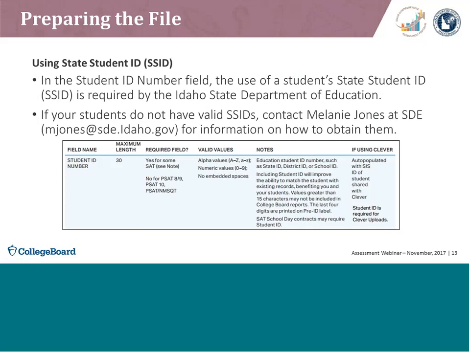When you're preparing the file, as I mentioned, state student ID is a required element. For state IDs, according to the specifications, they can be up to 30 characters in length. And you'll see in the specifications document, it says yes or no. And in Idaho, that is a yes. So you will need to provide the state ID number for that student. And in that field, it is alphanumeric. So we'll take letters, numbers, but there cannot be any spaces.